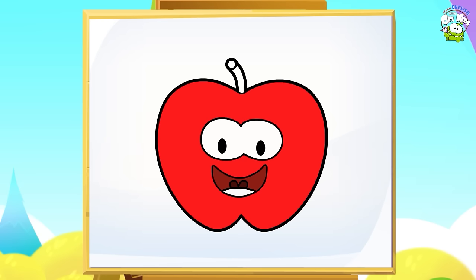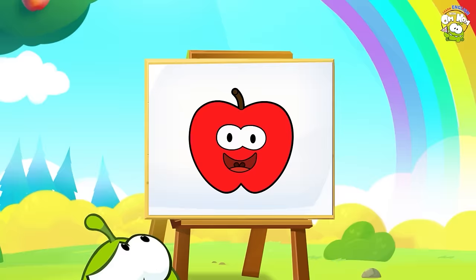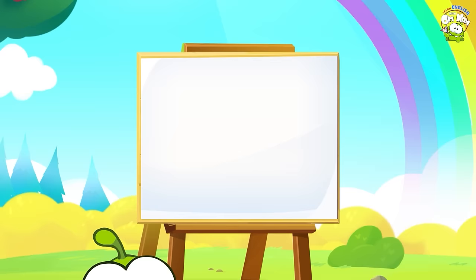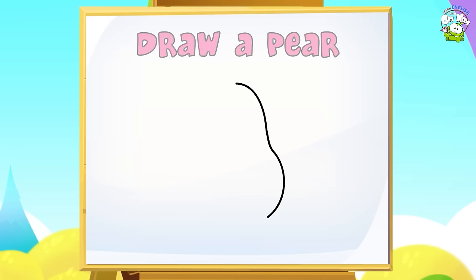That is a yummy looking apple. I'm hungry. I'm going to go and eat an apple. What should we draw next? Let's draw a pear. A pear has seeds.